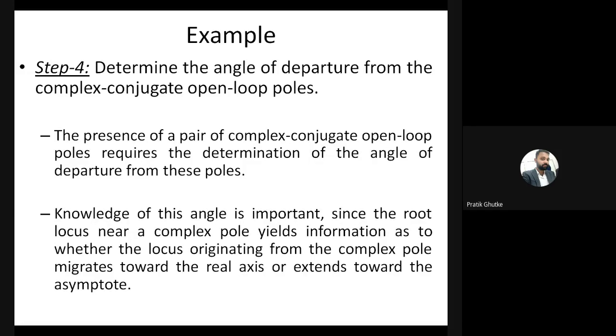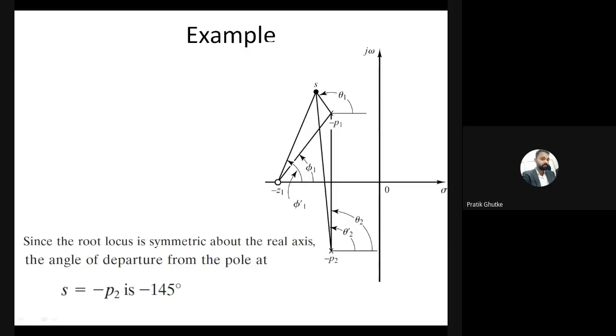So the knowledge of the angle of departure is important, since the root locus near the complex pole yields information as to whether the locus originating from the complex pole migrates towards the real axis and extends towards the asymptotes. Since the root locus is symmetrical about the real axis, the angle of departure from the pole at s equals minus p2 is minus 145.